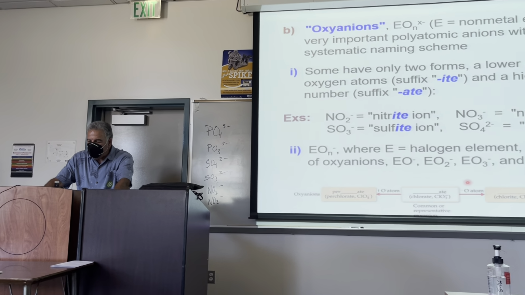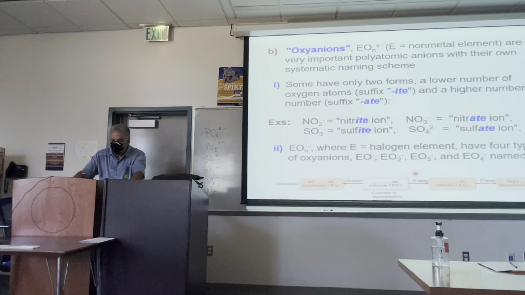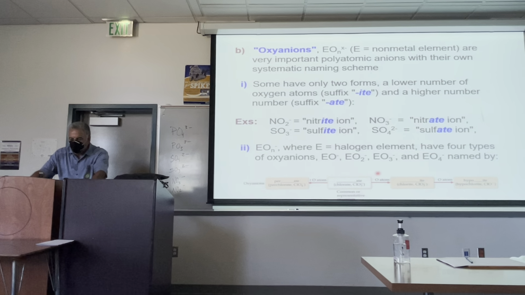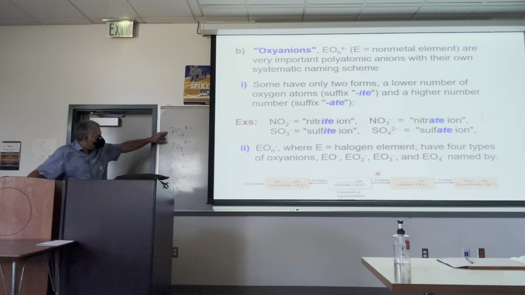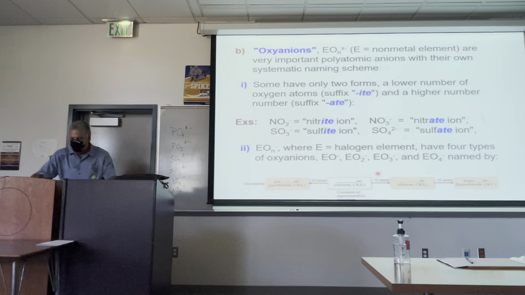Some have only 2 forms, a lower number of oxygen atoms and a higher number. Those are the ones I just did on the board: phosphate, phosphite, sulfate, sulfite, nitrate, nitrite.